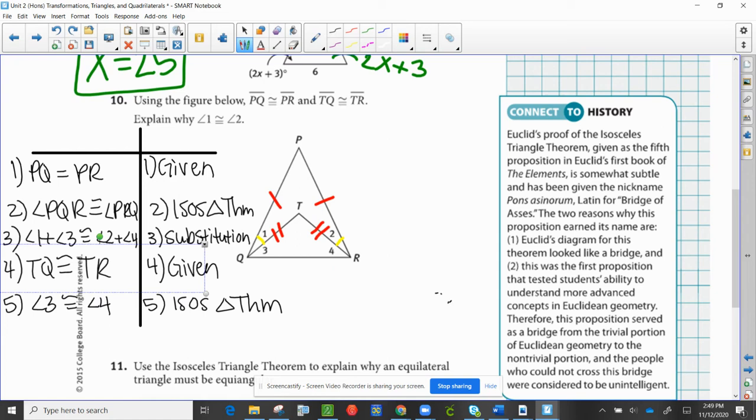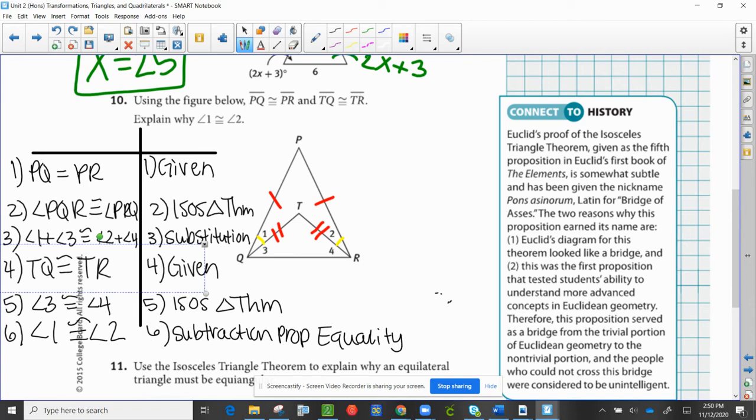So then with a little kind of subtraction with line 3 and line 5, that helps me prove then that angle 1 is congruent to angle 2. Because again, if angle 3 and 4 are congruent to each other, if we subtract those out, we'll get angle 1 equal to angle 2. So I'm just going to put subtraction property of equality.